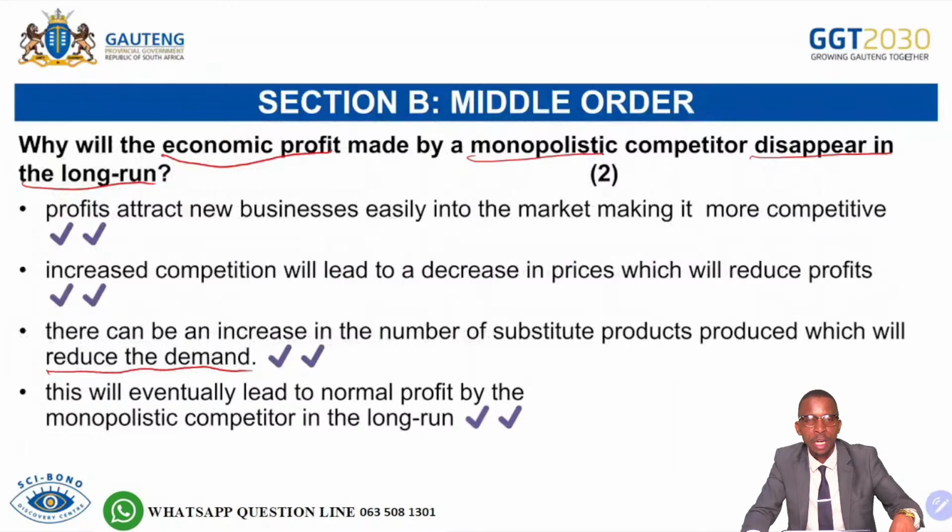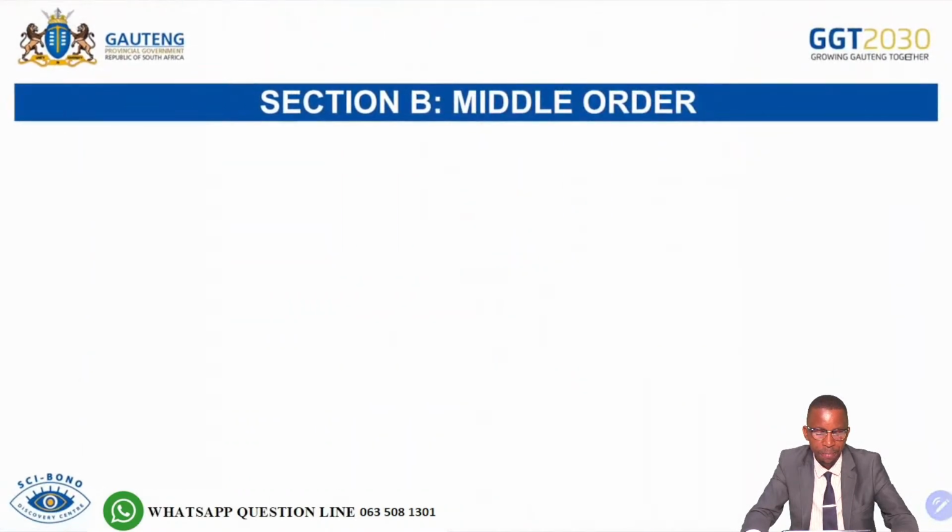So firms that have been in the market for long will find their economic profit reduced to normal profit in the long run because of the increase in the number of substitute products, the increase in competition, and reduced prices due to the increase in competition.